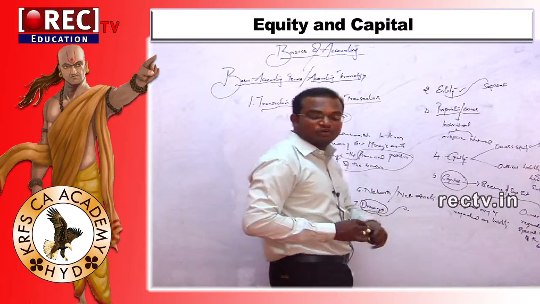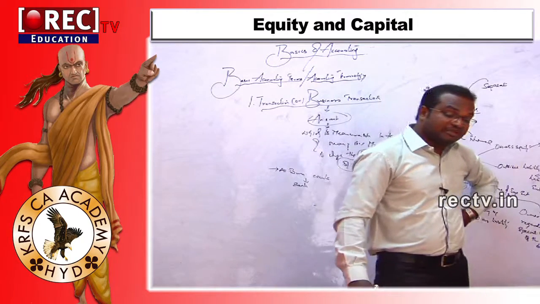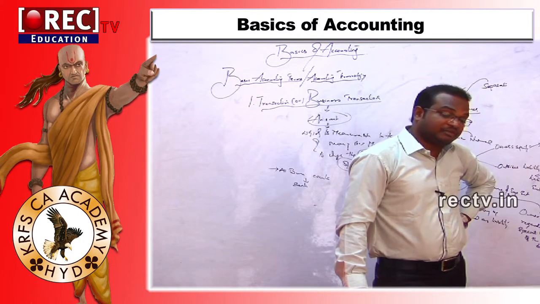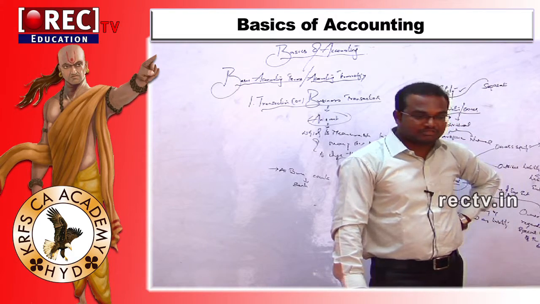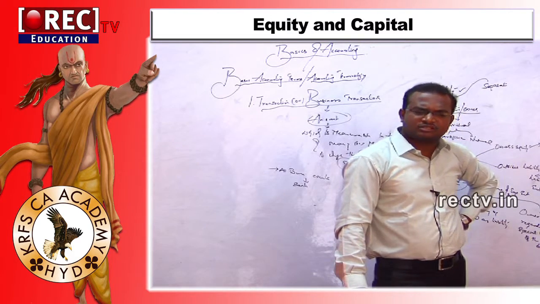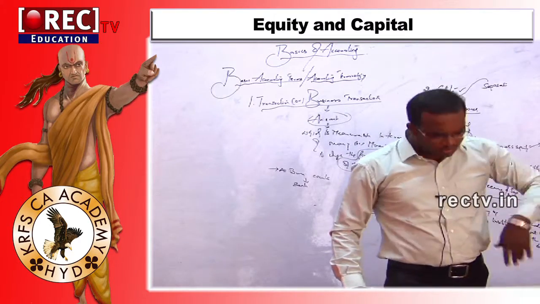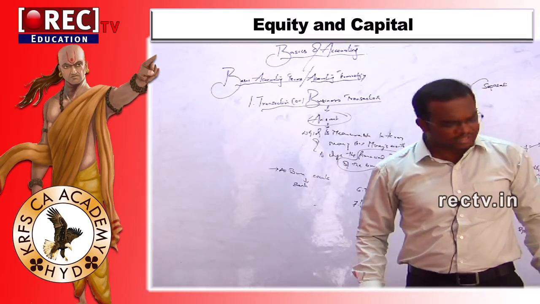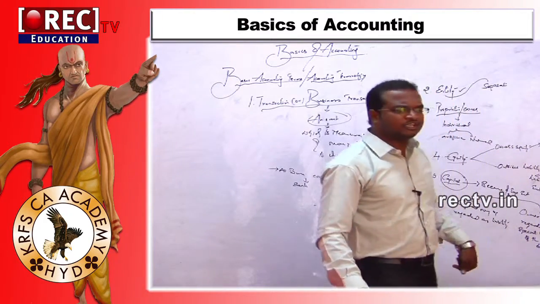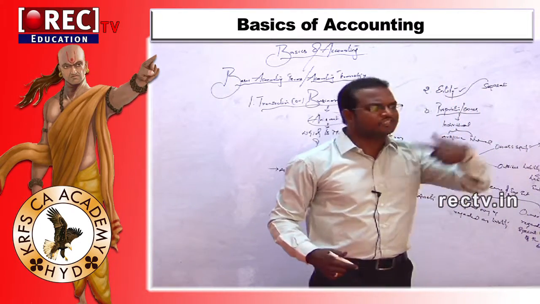Then immediately the owner says, you are treating me as an outsider. Okay, I accept, write it as drawings. That means, are you going to charge interest on me? Yes, you are an outsider, so why shouldn't I charge interest on you? Yes, I will charge the interest. For you it is an expense, for me it is income.